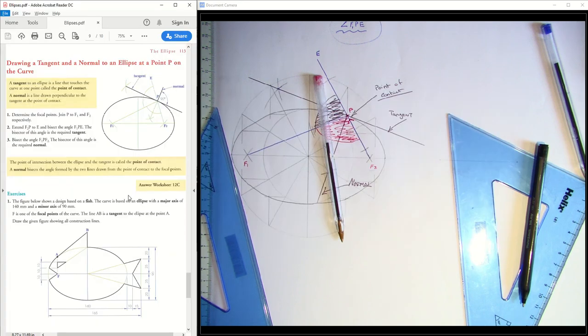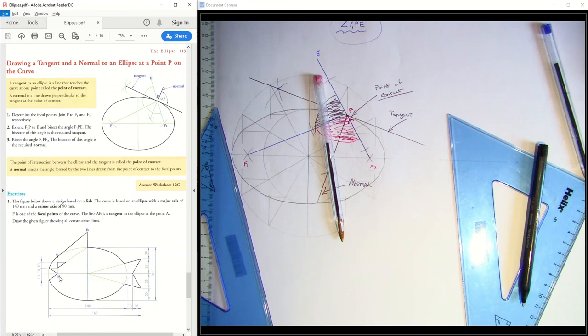So from that there, lads, you should be able to solve question 1 on page 113. So I'm just going to walk through it quickly. The figure below shows a design based on a fish. The curve is based on an ellipse with a major axis of 140, which we're told, and a minor axis of 90. So from there we can draw in the major circle and the minor circle and construct the ellipse. That's fine. Now, we're told F is one of the focal points of the curve. And the line AB is a tangent to the ellipse at the point A. Draw the given figures showing all construction lines.